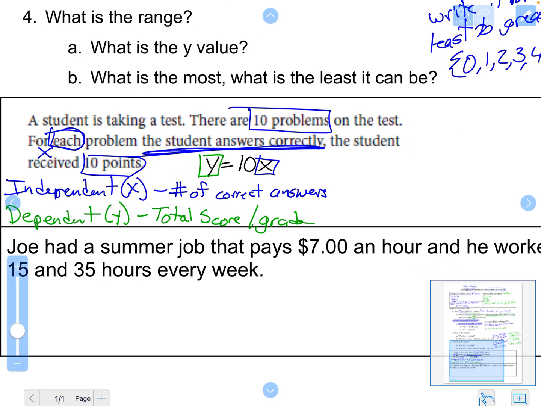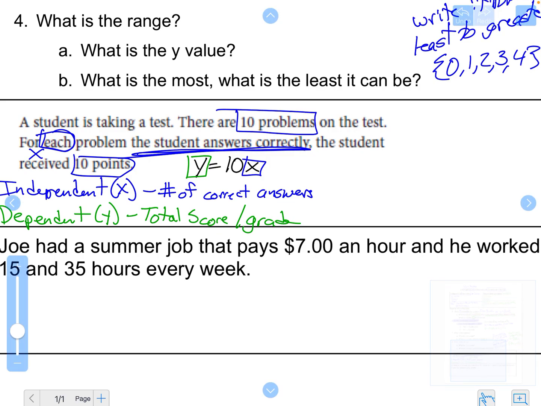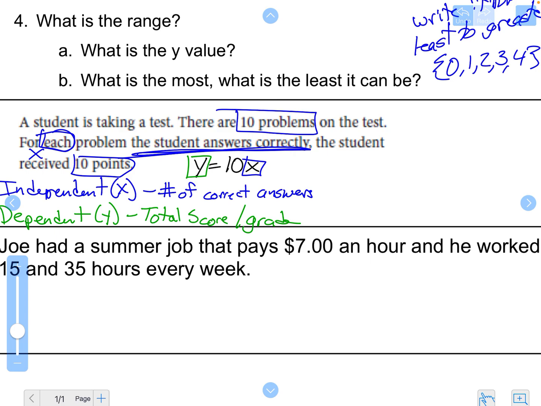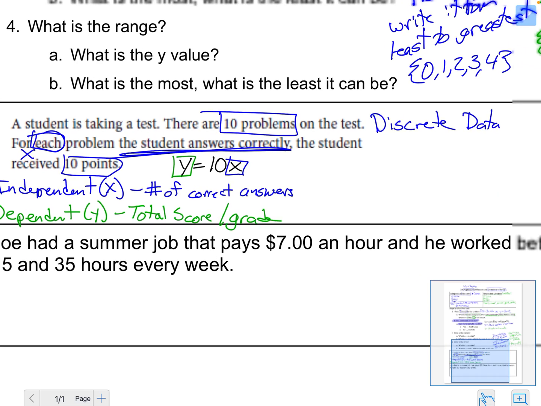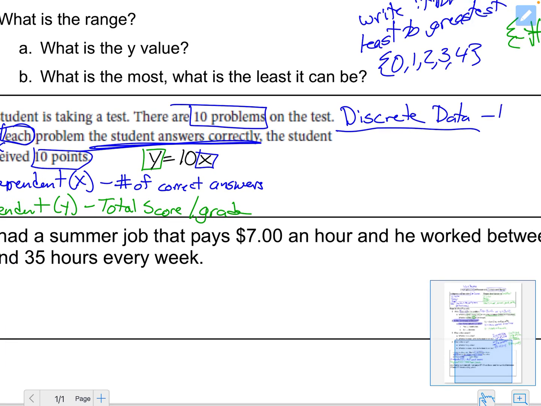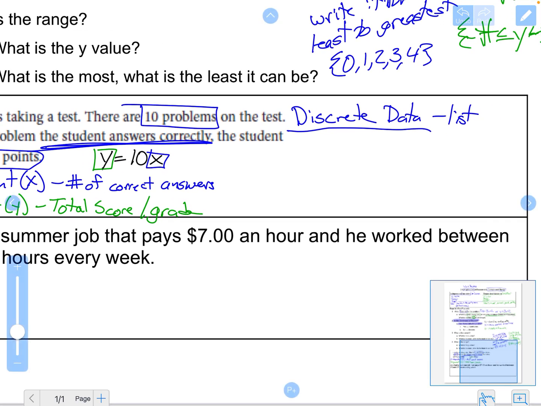So now we have to make a decision. So I know that this test that this problem is talking about is a multiple choice test, and there is no partial credit given. So if there is no partial credit given, I either get the whole answer correct or I get the whole answer wrong. There is no fraction. There is no 0.5s or 2.5s. So this is going to be discrete data. And so if I'm doing domain and range of discrete data, I need to list all values.